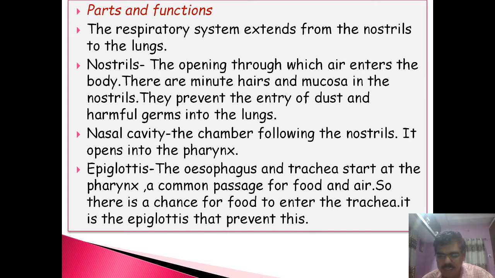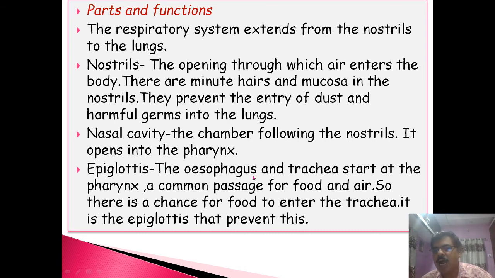Then the rest of the parts and the functions of the respiratory system. The respiratory system extends from the nostril to the lungs. First is the nostril, the opening through which the air enters the body. And there are minute hairs and mucosa in the nostril. They prevent the entry of dust and harmful germs into the lungs. Then the second part, that is the nasal cavity, the chamber following the nostrils. It opens into the pharynx. The third part is the epiglottis.